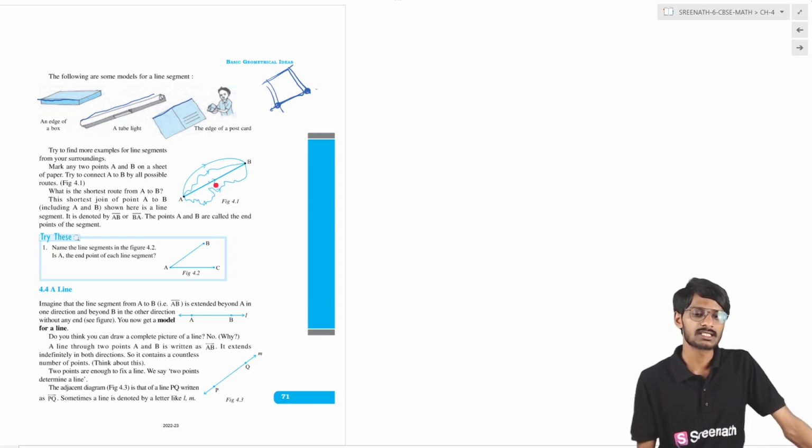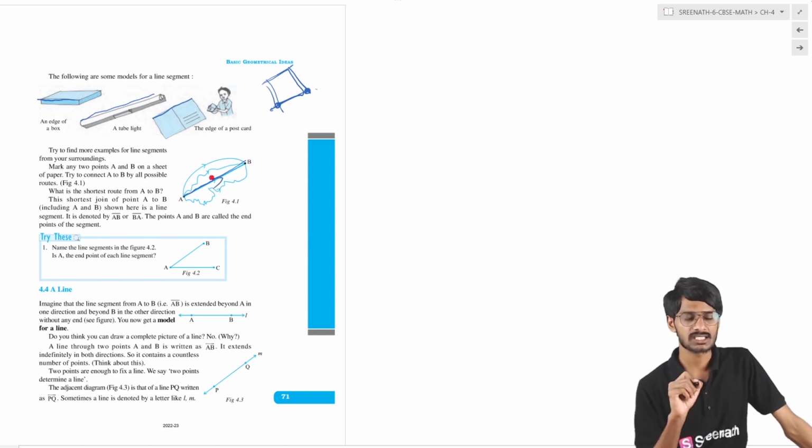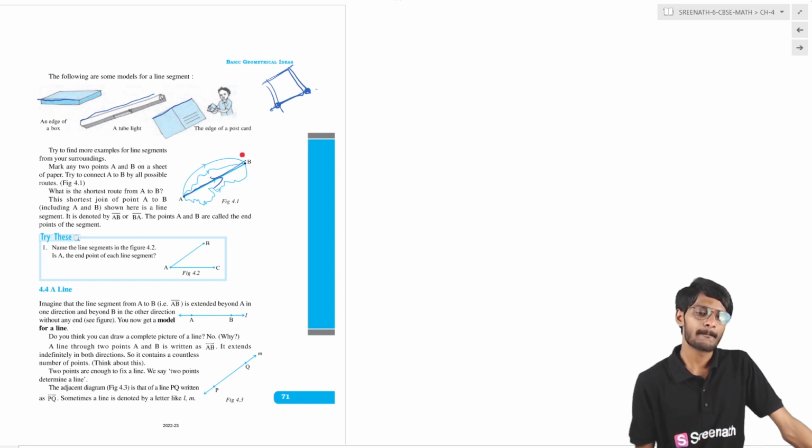Okay, students. Suppose from A to B, you draw different curves. What is the shortest distance or the shortest path from A to B? That is the straight line from A to B. So we call the shortest path between 2 points the line segment, students, which is the line segment between 2 points.